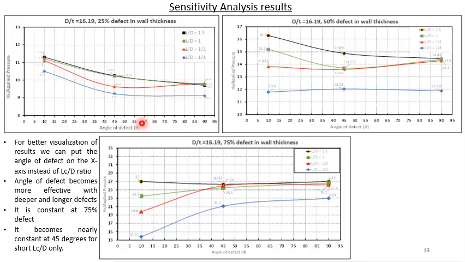We can now put the angle of defect on the x-axis to have a better visualization of the effect of angle of defect on the reducing of burst pressure of pipes. The angle of defect becomes more effective with deeper and longer defects. It becomes nearly constant at 45 degrees for short length of corrosion to diameter thickness only.